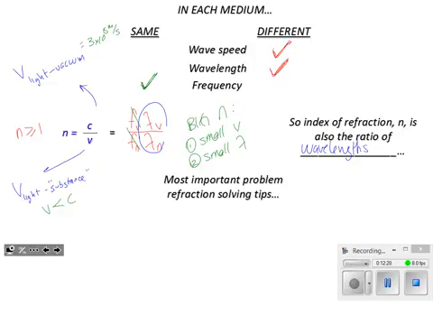Now, if and when you solve problems involving Snell's law and refraction, two real important tips. One, be careful with this: make sure the angles you use in Snell's law, whether or not you're provided with them, are always measured relative to the normal. The normal is the perpendicular to the surface at the point where the ray hits the surface.